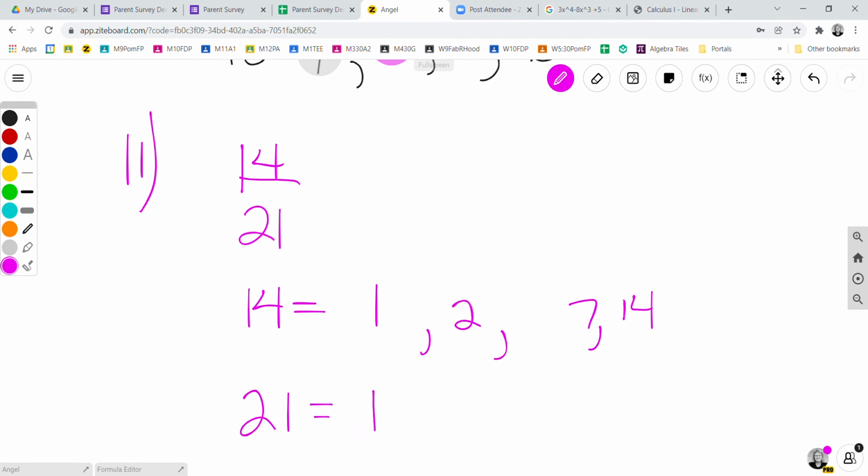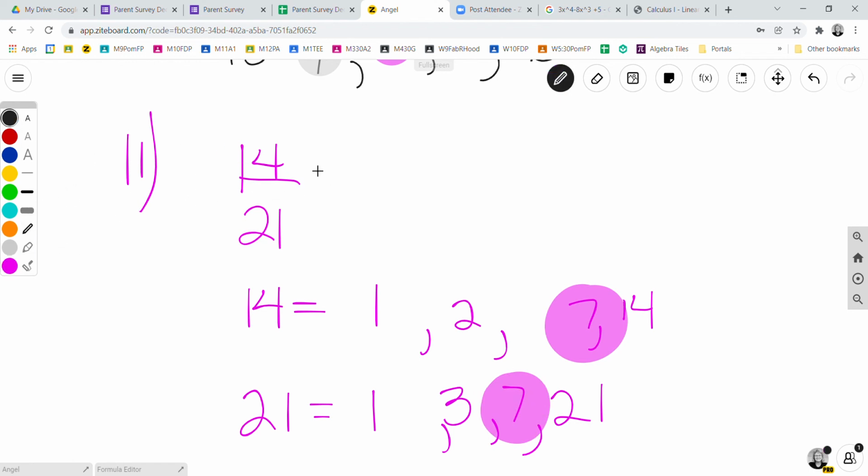21. 1 times 21. 2 times something? No. 3 times something? Yes, 7. 4 times something? No. 5 times something makes 21? No. 6 times something makes 21? No. It's just 1, 3, 7, and 21. Greatest number going from the back? Oh, 7. I think I'll divide by 7 then. That's my greatest common factor.